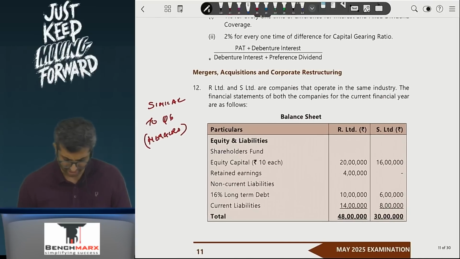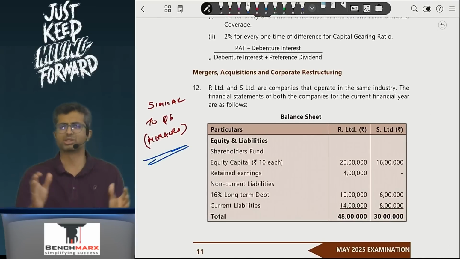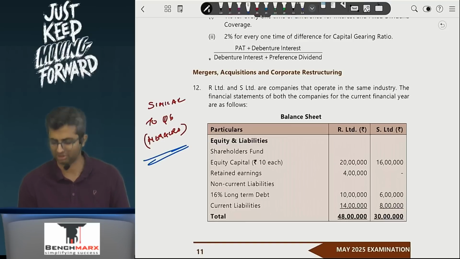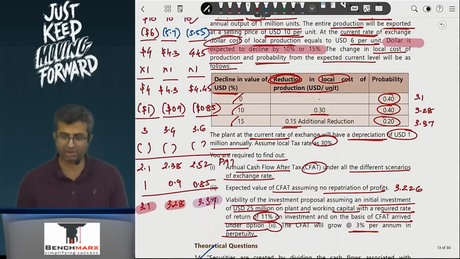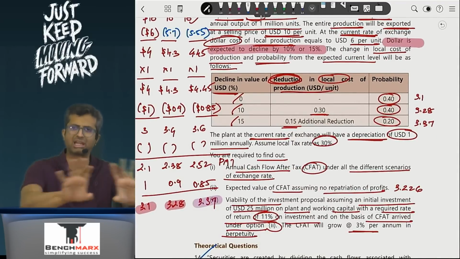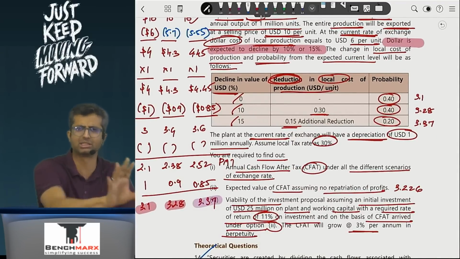This is question 11. This is question number 6 of mergers, where you have two companies and you are supposed to find the EPS, P/E ratio, growth, and then find appropriate exchange ratios. To be honest, I'm not discussing all of this. I'm just running you through so that you are aware that this is there in your RTP and these are the things you have covered.